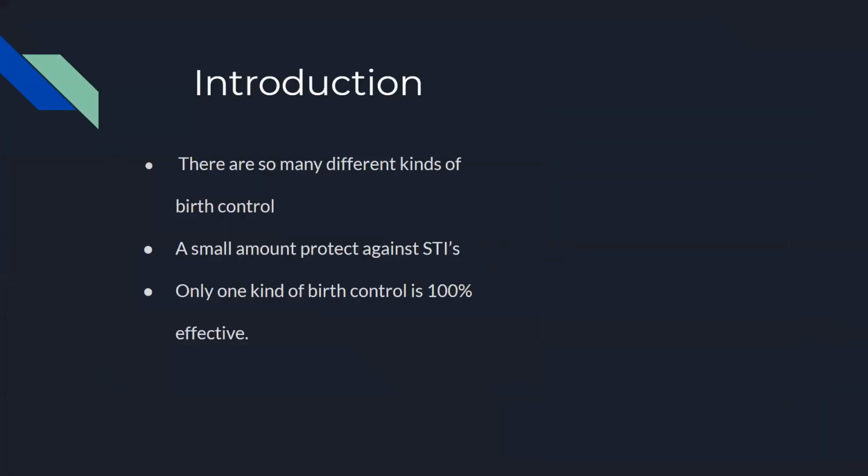So first, before we start, I just want to go over a few points. There's a lot of different kinds of birth control, and we'll touch on all the different kinds and how they're categorized. There's only a small amount of them that protects against STIs, and there's only one kind of birth control which is 100% effective.